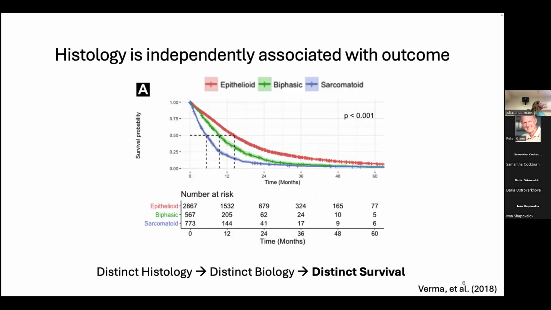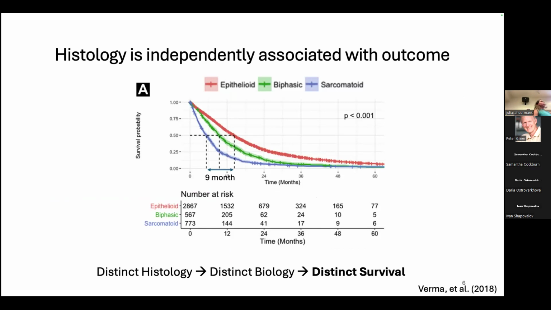So we're seeing distinct histology, which implies a distinct biology, which then leads to very distinct survival curves that we see here. If you look at the top right curve in red, that's the epithelioid subtype. They have about a 9-month survival over the curve in blue, which is the sarcomatoid subtype underneath. Now the red, at about 50% survival, we still see that happening at around 14 months, and in blue for the sarcomatoid subtype, that occurs at about 5 months.